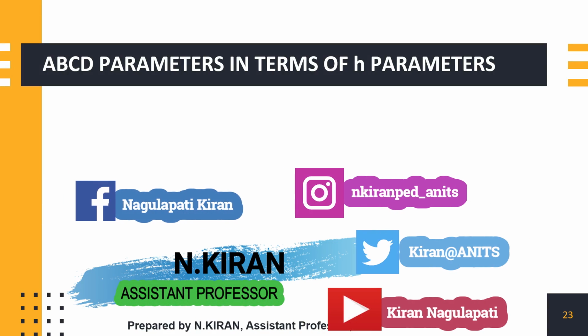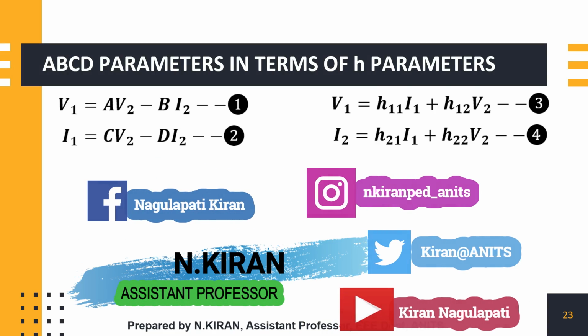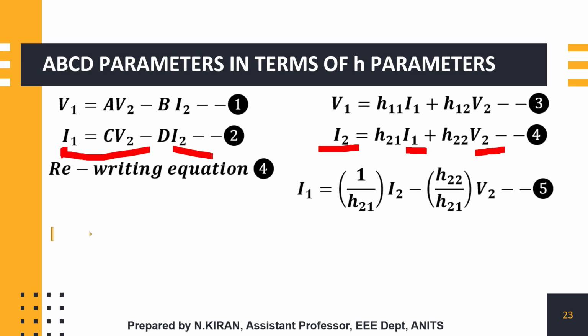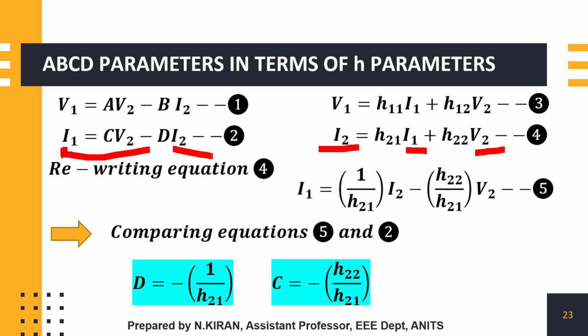The last and final relation: ABCD in terms of H parameters. So here I can find the similar variables if I compare the second equation and the fourth equation. As you can see, I have I1, V2 and I2. Rearranging the fourth equation and comparing it with the second equation will give me D to be minus 1 by H21 and C to be minus H22 by H21.